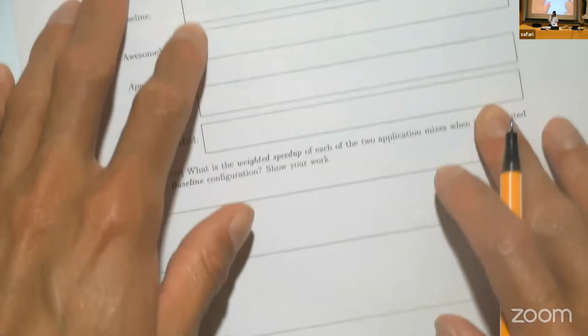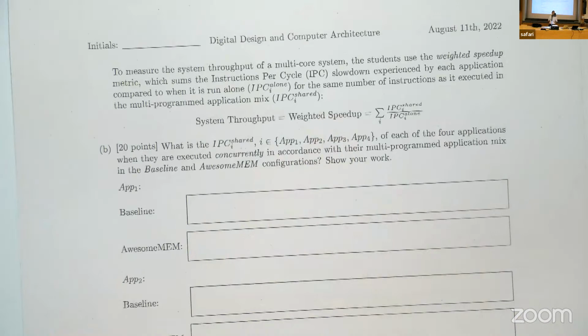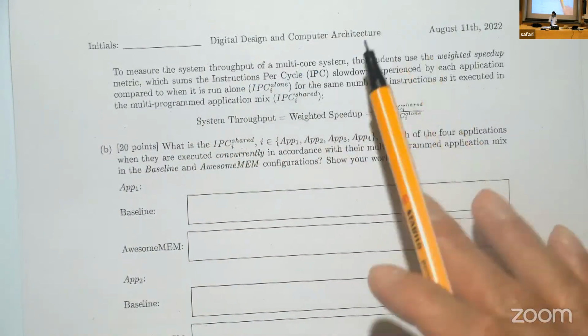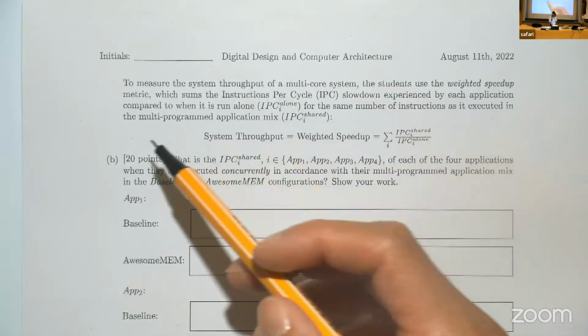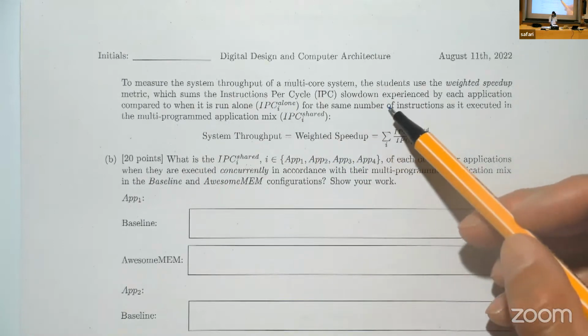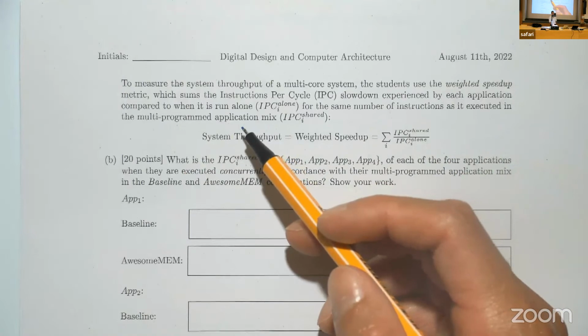Okay, it's quite straightforward. And then here it is telling you, probably you are not familiar with this metric, but we are giving the definition. So in the end it becomes again a math problem. To measure the system throughput of a core system, the student uses the weighted speedup metric, which sums the instructions per cycle, IPC, that you just calculated, slowdown experienced by each application compared with when the application is running alone.